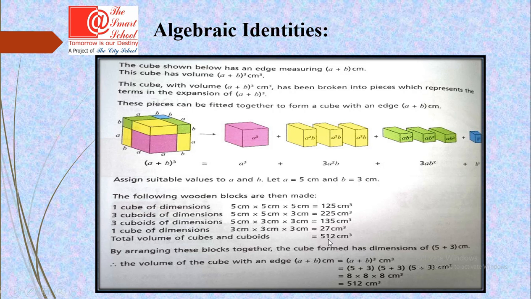Now see this, the volume of this cube is 512 centimeter cube, and if we find this another way, like (a + b) whole cube, so a + b is 5 + 3, then multiplied by 5 + 3, then multiplied by 5 + 3. So it equals 512 centimeter cube. So we have proved that this formula or identity which we have just learned is correct, or it is proved in geometrical form.